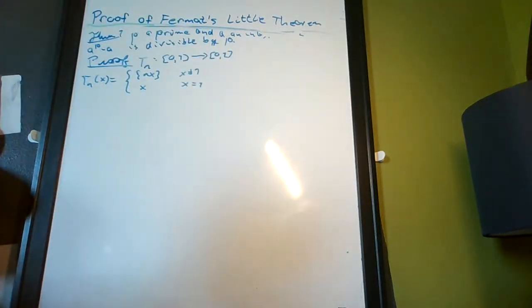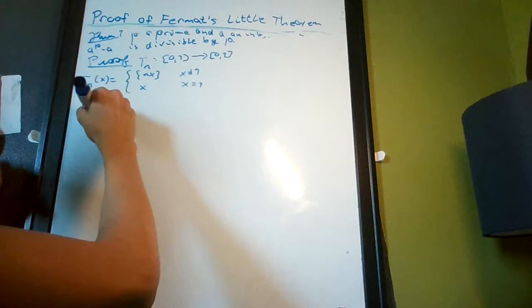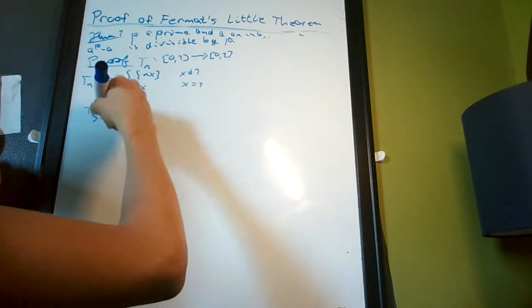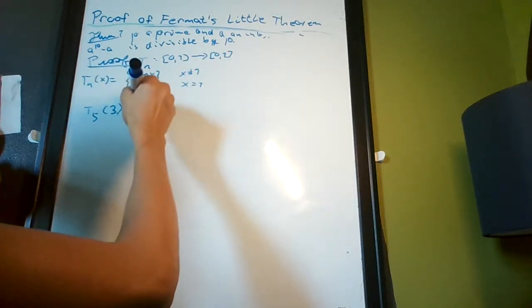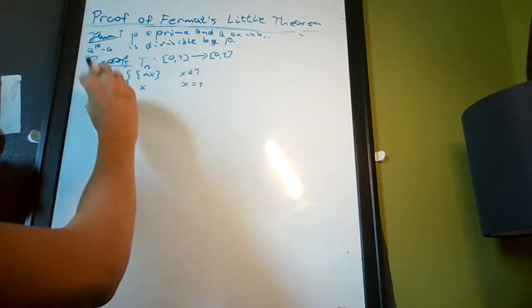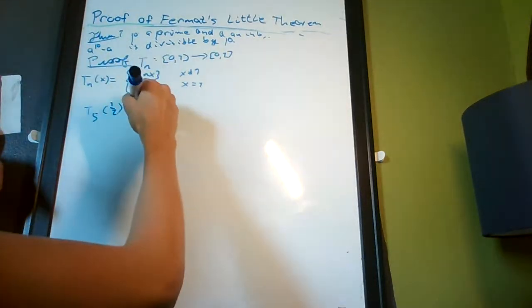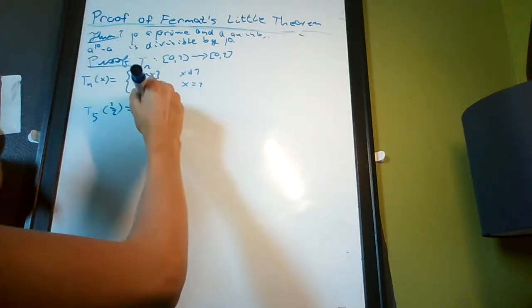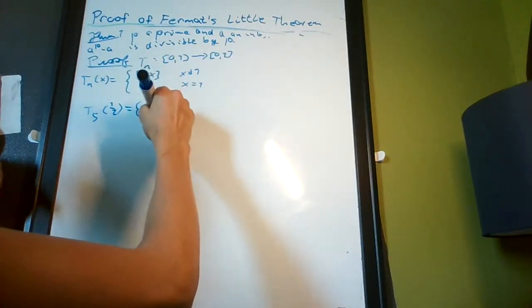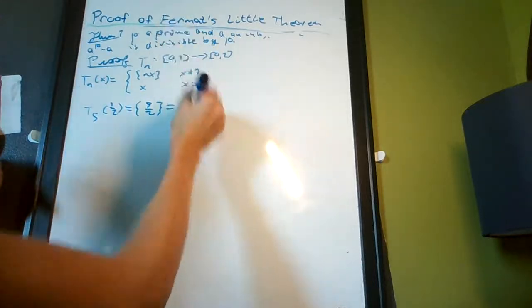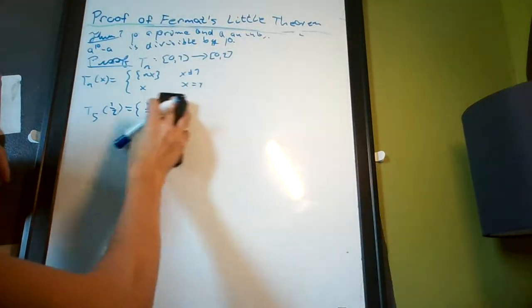Okay, so now let's take, for example, T5 of a half. What's T5 of a half going to be? Well, it's going to be the fractional part of 5 halves, which we all know is going to be 1/2. So that's what it's going to be.